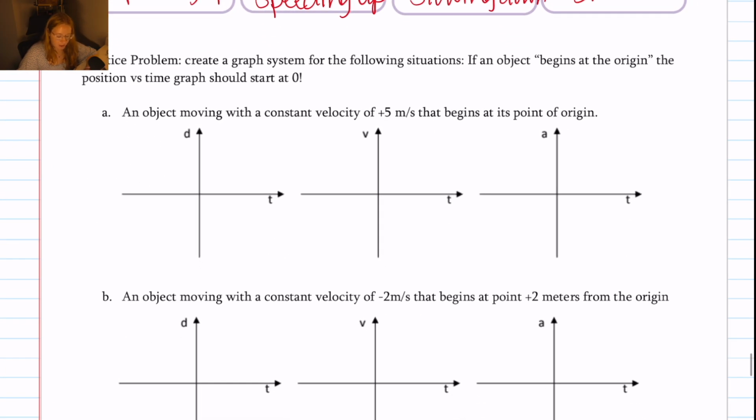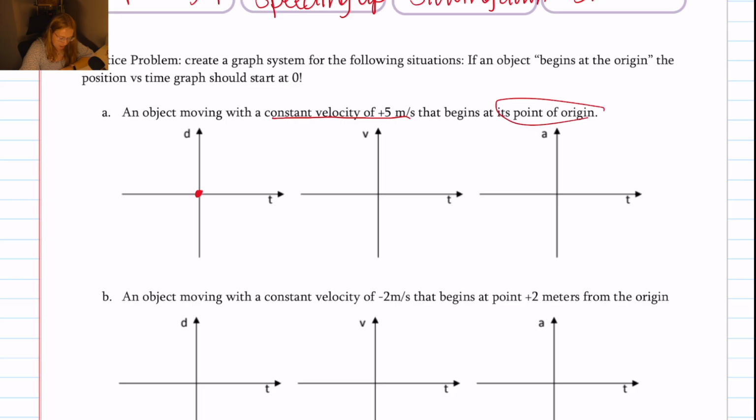Okay, let's try some graphing, and you kind of always want to begin at position versus time. Then you analyze the slope to get to velocity, and then you analyze that slope to get to acceleration. So you kind of always start at position. An object moving with a constant velocity of 5 begins at the point of origin. So let's begin at the point of origin.